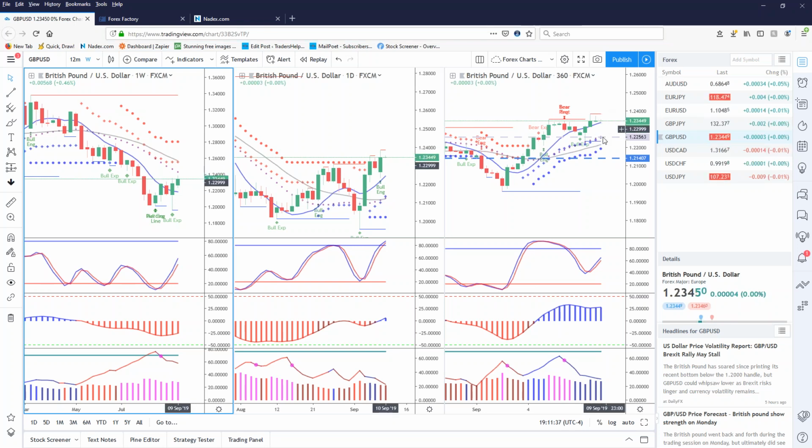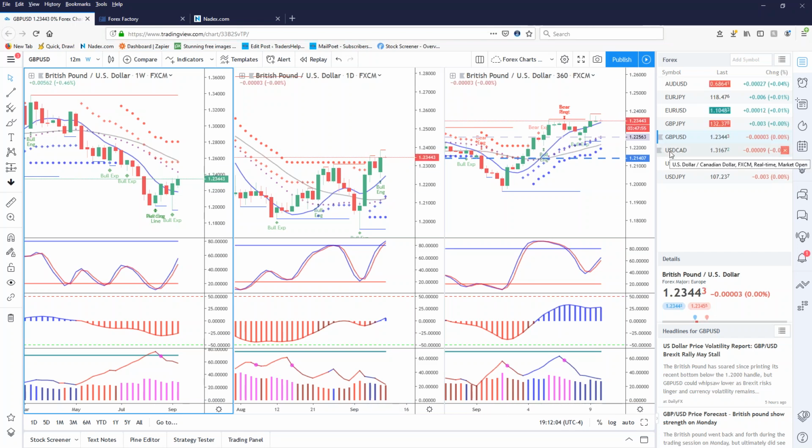Now, once it does come back and once it does form support, provided that that support holds, then you can actually potentially take a long position. But what about if the support doesn't hold? Well, then the option would be short, okay? That's why it's important to wait for some of these patterns to develop.